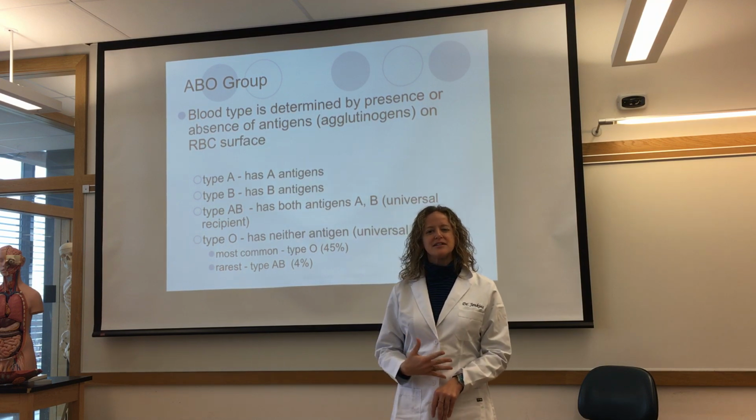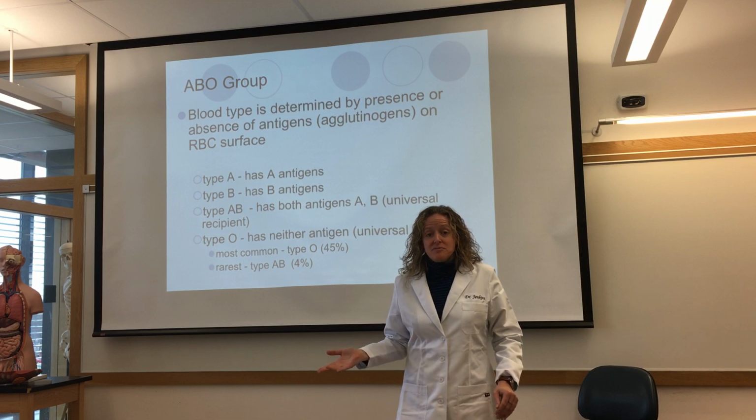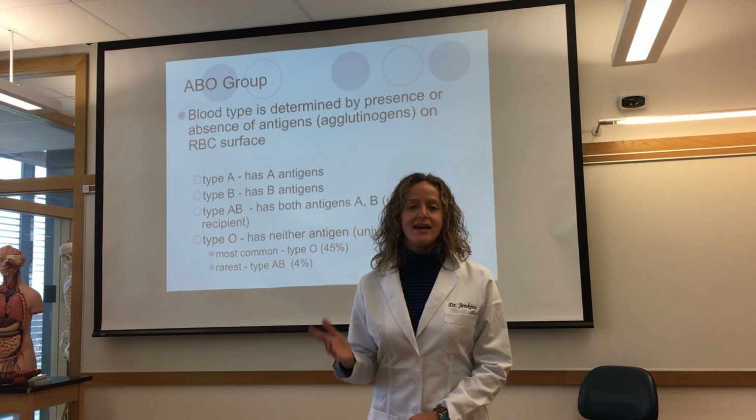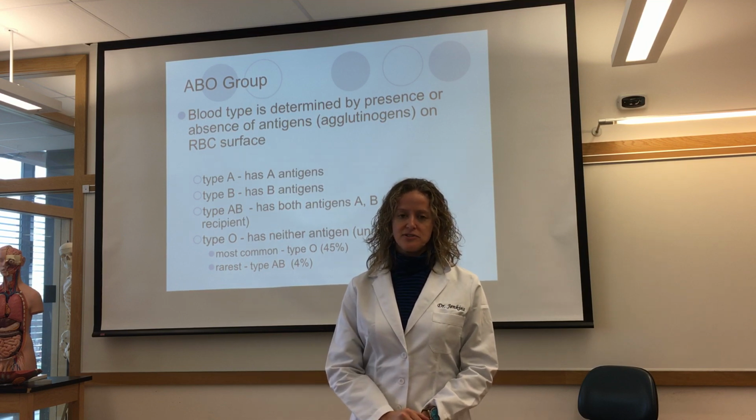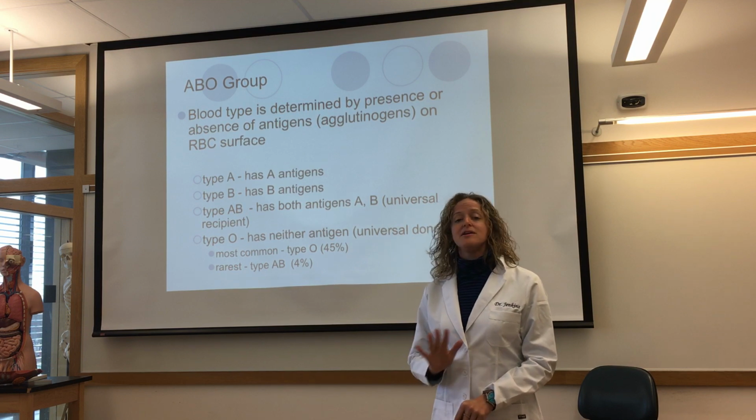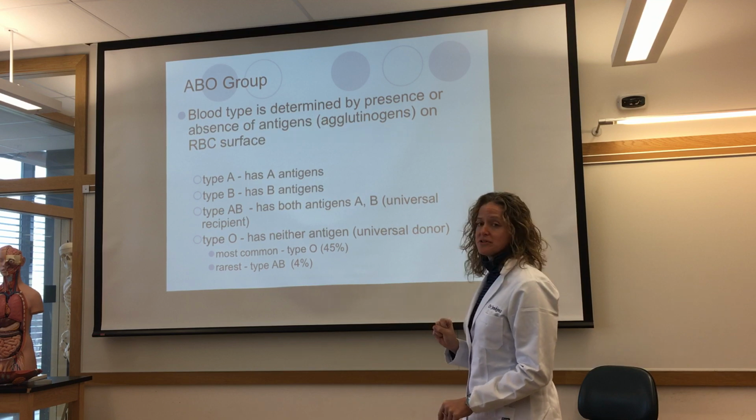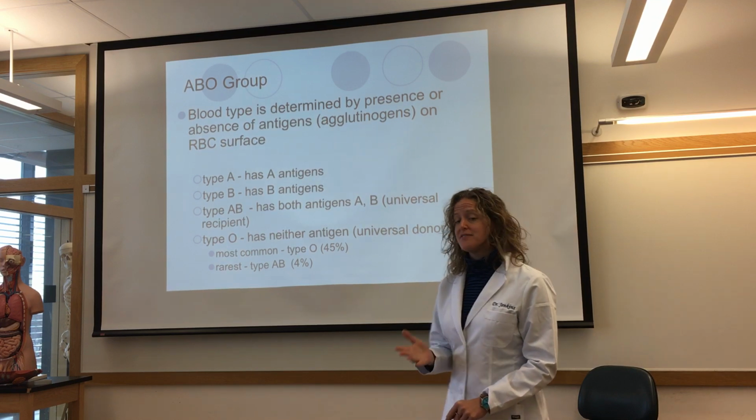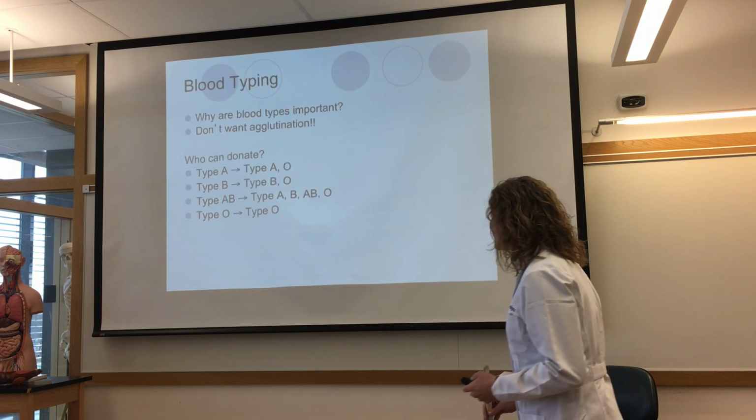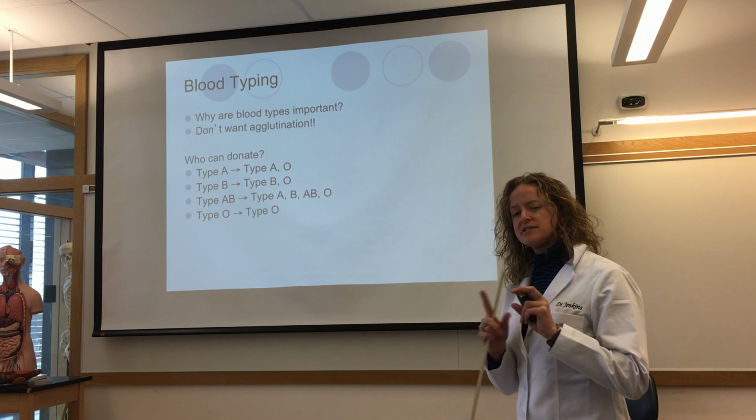So an A blood type person has an A antigen on the red blood cell surface. A B blood type person naturally has B antigens on their red blood cell surface. An AB blood person has both A and B antigens on their red blood cell surface. Whereas an O blood person has neither. They don't have A or B antigens. I'm going to skip ahead to talk about blood typing to a slide that has a nice visual.